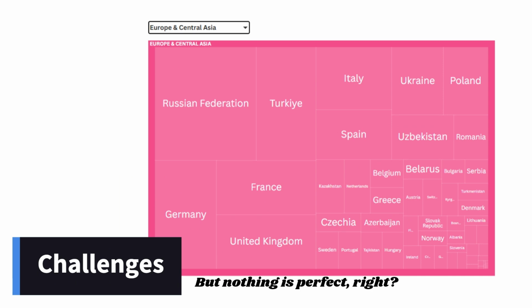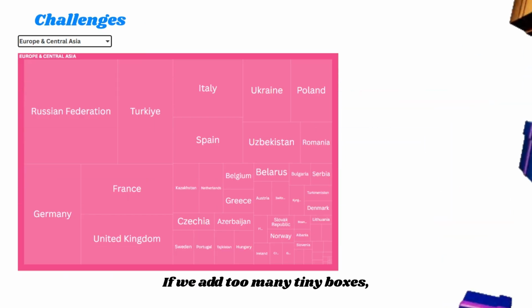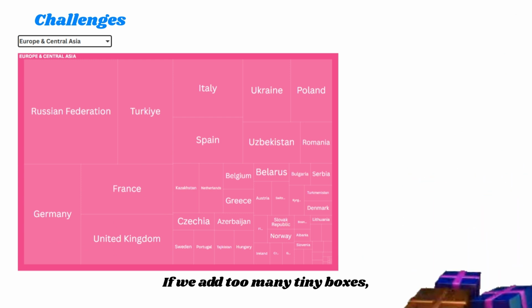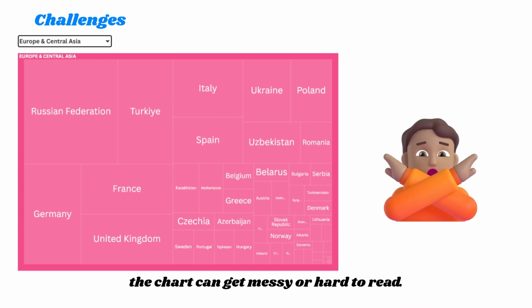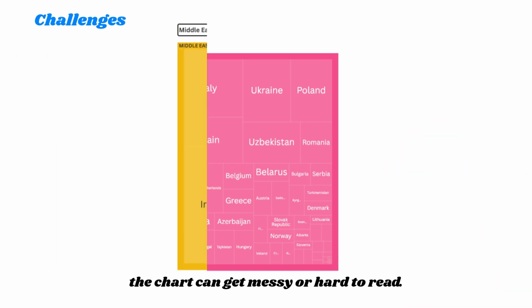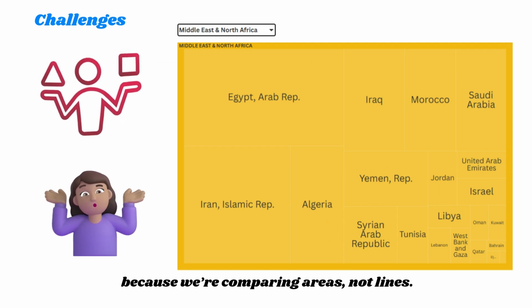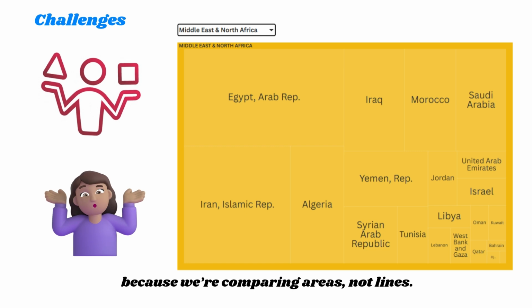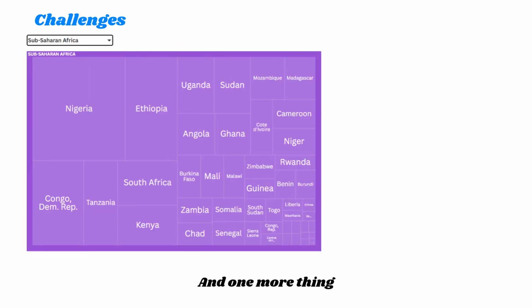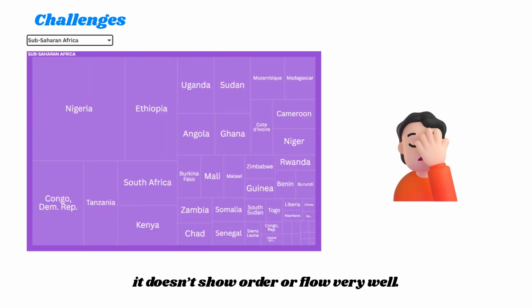But nothing is perfect, right? If we add too many tiny boxes, the chart can get messy or hard to read. Also, it's hard to tell small size differences, because we're comparing areas, not lines. And one more thing, it doesn't show order or flow very well.